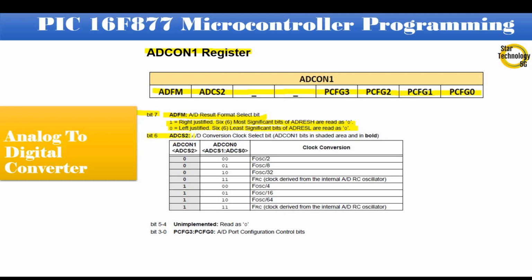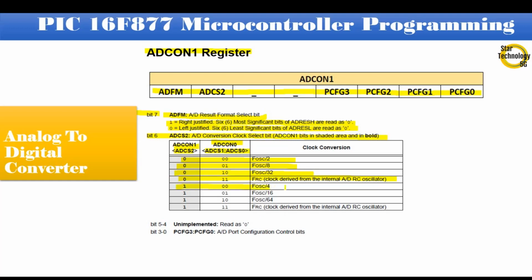Bit 6, ADCS2, A/D conversion clock select bit. ADCON1 bits in shaded area and in bold. ADCON1 ADCS2, ADCON0 ADCS1, ADCS0, clock conversion. 000 FOSC divide by 2. 001 FOSC divide by 8. 010 FOSC divide by 32. 011 FRC, clock derived from the internal A/D RC oscillator.